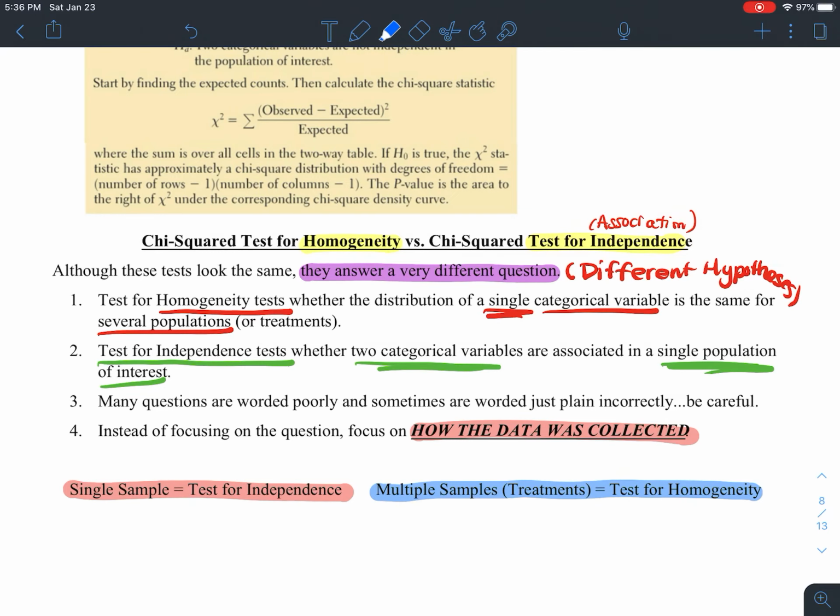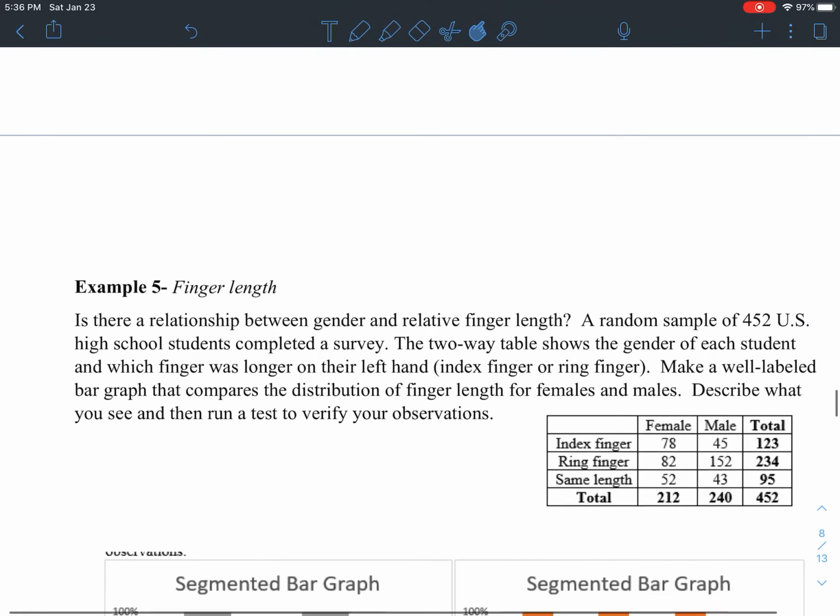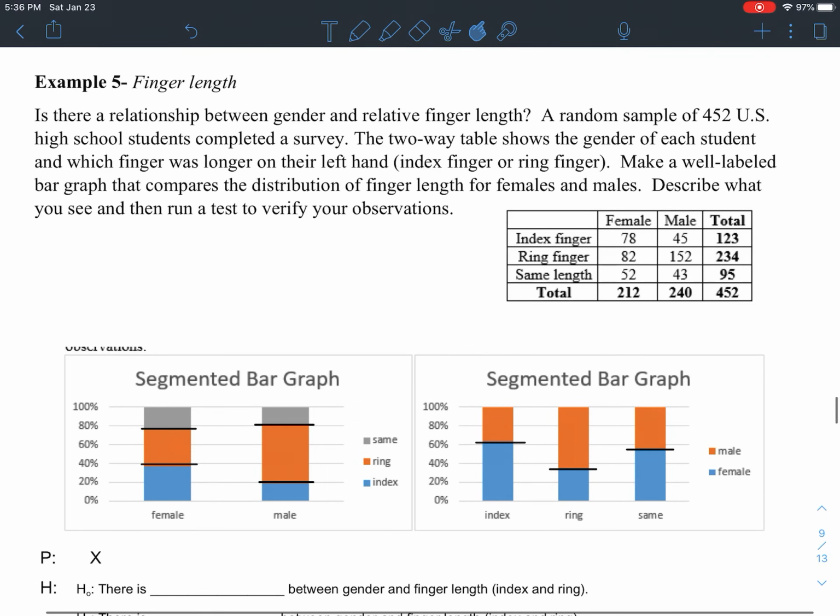Okay, so we're going to wrap up this video by looking at one example of this new test here. What we're looking at is the length of people's fingers. It wants to know, is there a relationship between someone's gender, that's one categorical variable, and what their finger length is? Now it says a random sample, that's singular here. There was only one sample taken. A random sample of 452 U.S. high school students completed a survey.